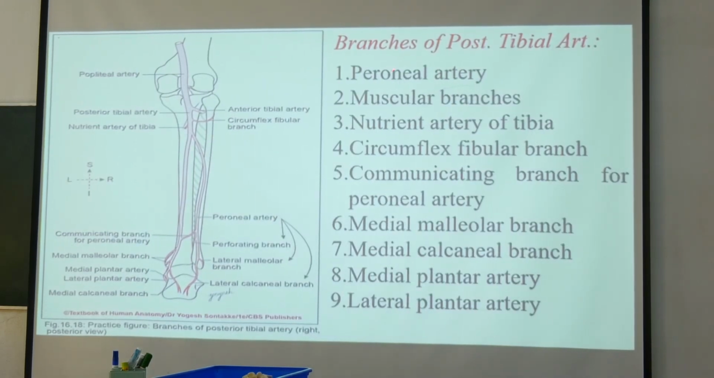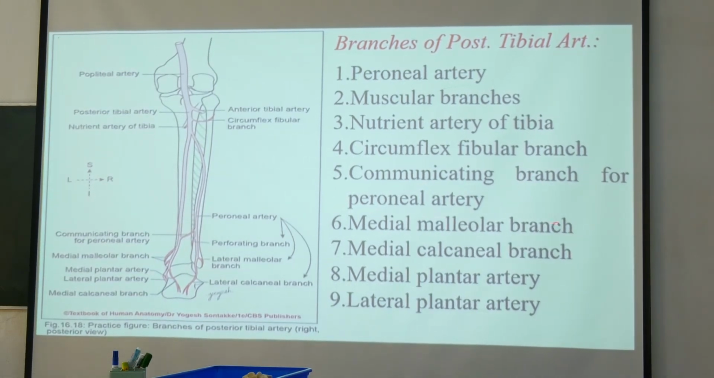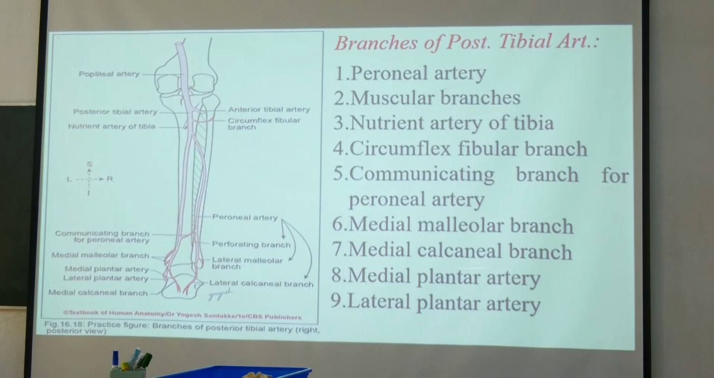These are the branches. Okay, branches of posterior tibial: peroneal artery, muscular branches, nutrient artery to tibia, circumflex fibular branch, communicating branch for peroneal artery, medial malleolar, medial calcaneal, medial plantar, lateral plantar.